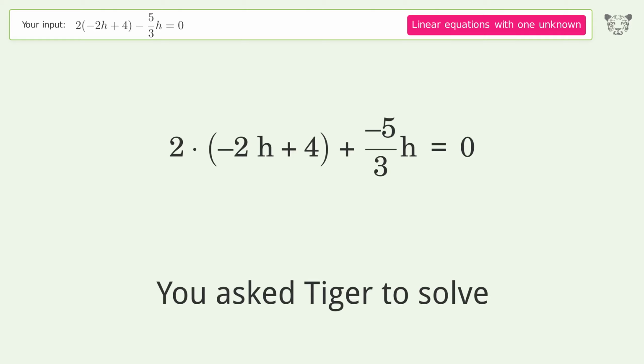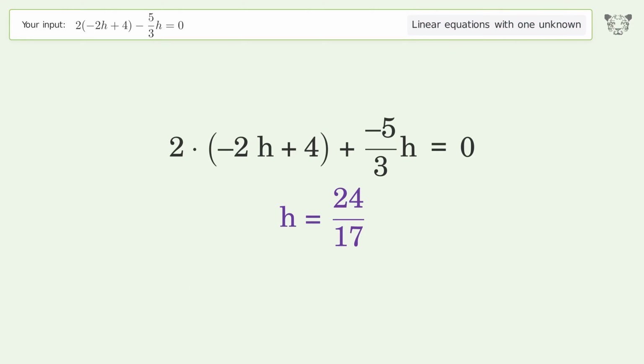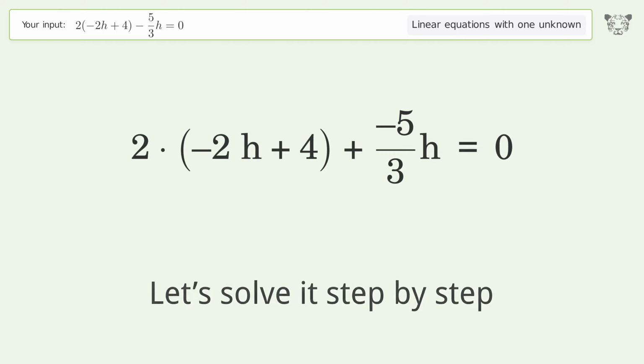You ask Tiger to solve this. It deals with linear equations with one unknown. The final result is h equals 24/17. Let's solve it step by step.